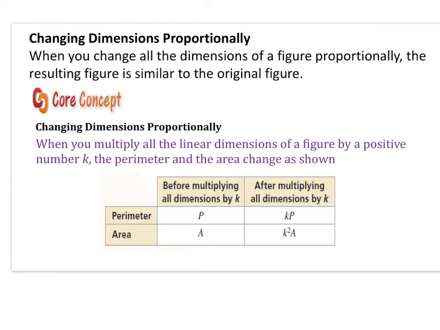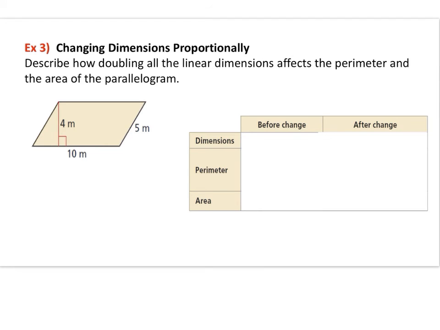So let's take a look at some examples. All right, describe how doubling all the linear dimensions affects the perimeter and the area of the following parallelogram. So our parallelogram has a height of 4, a base of 10, and then the other length on the other side of the parallelogram is 5 meters.